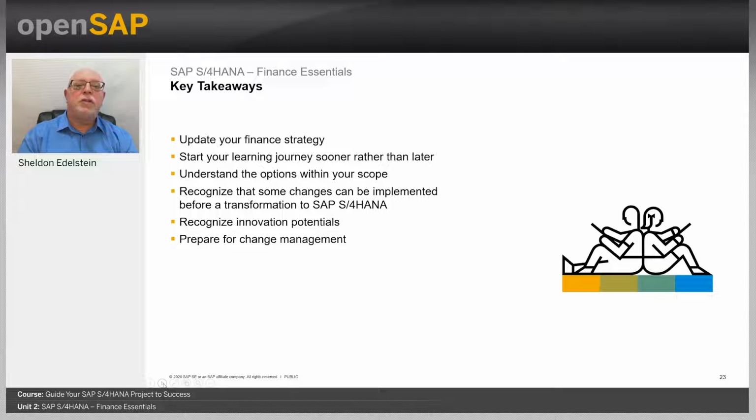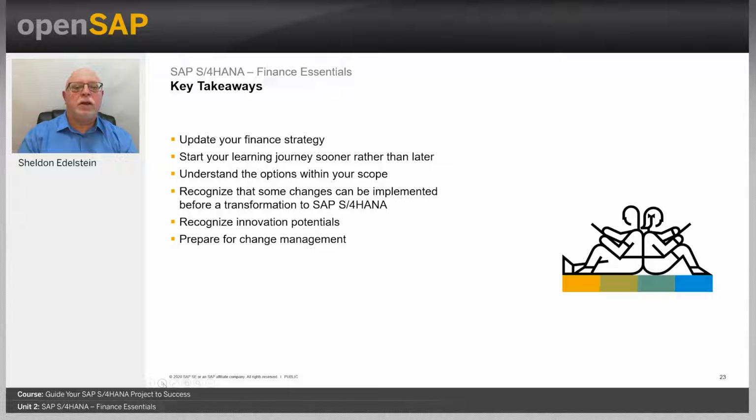Some business processes have several potential solutions. As we saw with cash management and planning, understand the differences between the various products. Recognize that some changes can be implemented before a transformation to S4HANA. As we learned, there are numerous mini projects, such as new GL and CVI projects, that can be implemented before the transition to S4HANA.